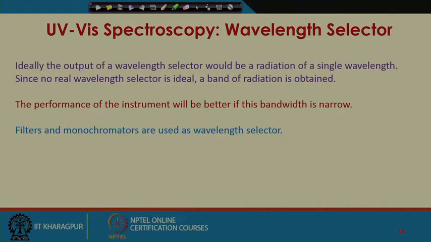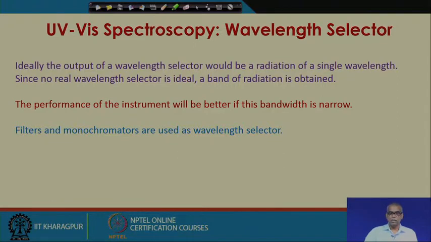Ideally, the output of a wavelength selector should be a radiation of a single wavelength. So, a wavelength selector is supposed to choose a radiation of single wavelength. Since no real wavelength selector is ideal, a band of radiation is always obtained. The performance of the instrument will be better if this bandwidth is narrow. Filters and monochromators are used as wavelength selectors.